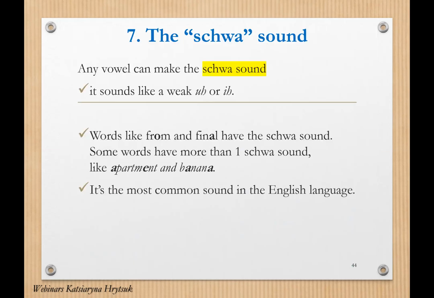Next rule, rule number 7. So this rule is schwa. This very interesting sound sounds like a weak uh, but it's very, very short. Words like from and final have the schwa sound. Some words have more than a schwa sound.